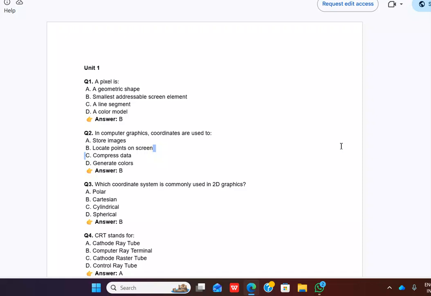Dear friends, today we are going to watch the computer graphics MCQ questions. These are very important questions and they are frequently asked in your exams, carrying 15 marks and 20 marks. So this is a very important question, right? Let's start watching the videos and let's start computer graphics.